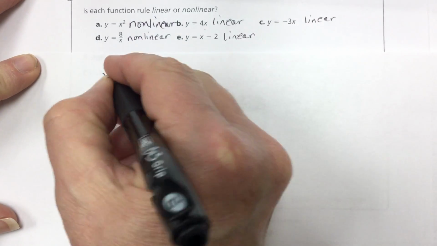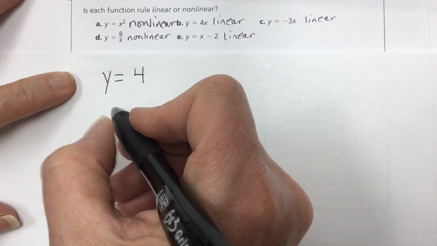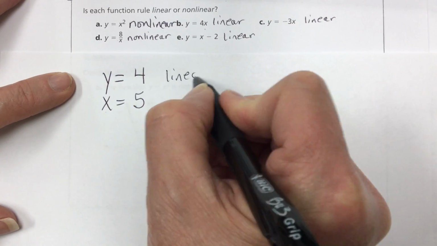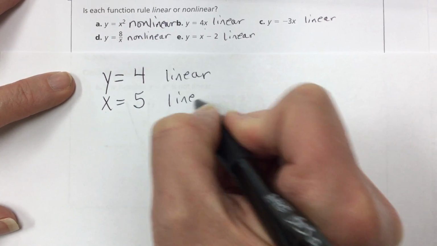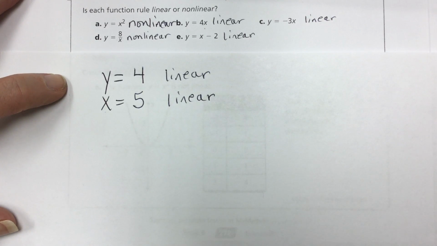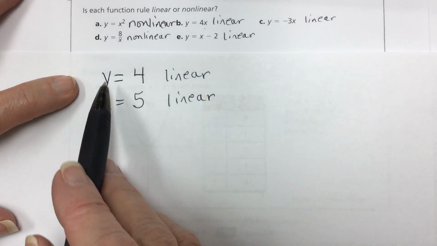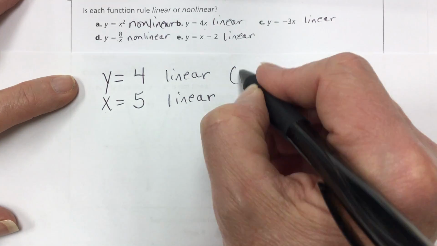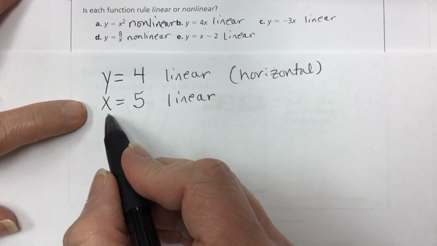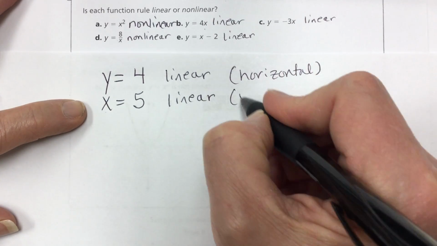Remember, you can have one with just an x, or you can have one with just a y. If I had had these equations, these two would have been linear. Because just an x, just a y, raised to the first power, they are lines. Having y equals a number, this is your horizontal line. Having just an x equal to a number, this is a vertical line.